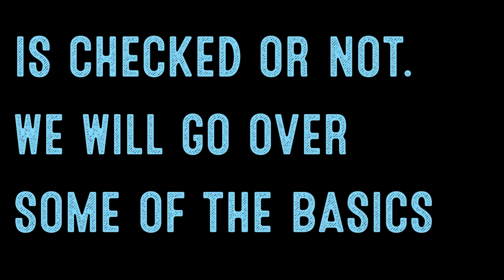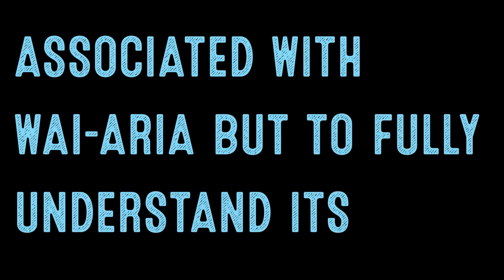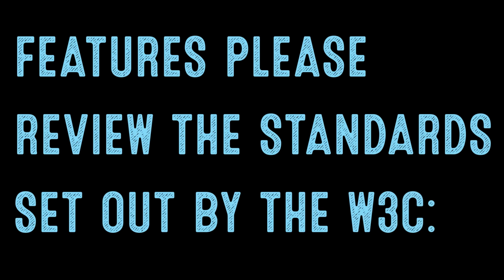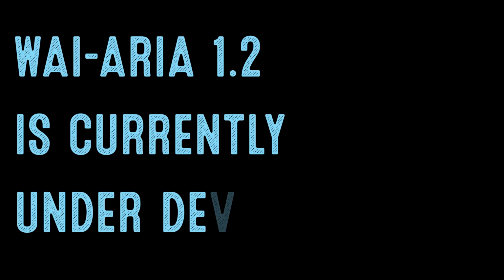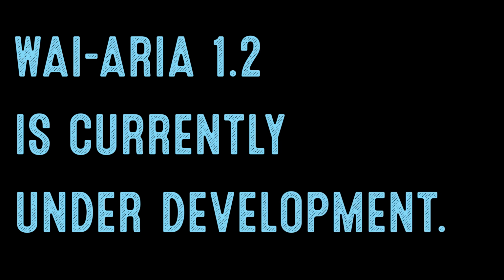We will go over some of the basics associated with WAI-ARIA, but to fully understand its features, please review the standards set out by the W3C at https://www.w3.org/WAI/standards-guidelines. And WAI-ARIA 1.1 are the current set of guidelines from 2017, and can be found at https://www.w3.org/TR/WAI-ARIA-1.1. WAI-ARIA 1.2 is currently under development.